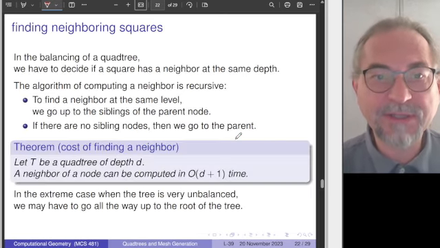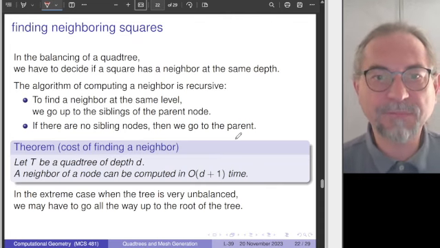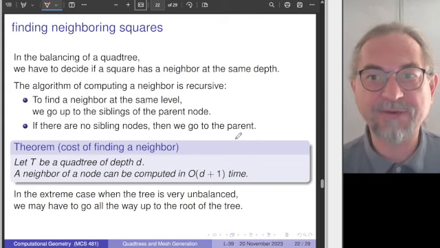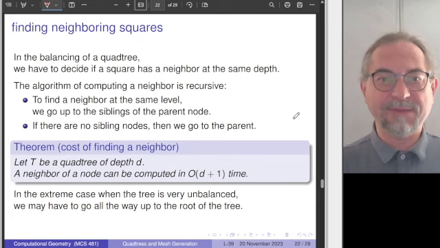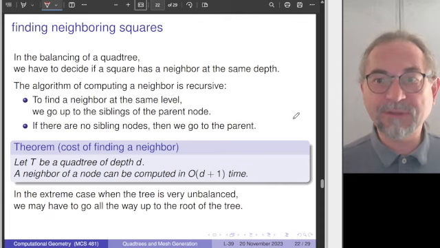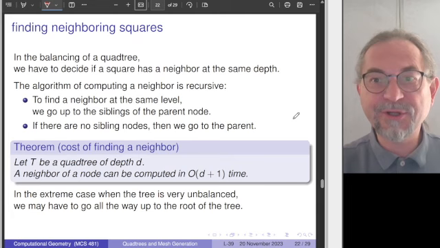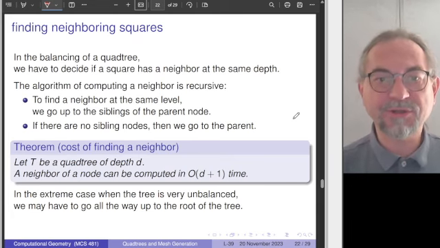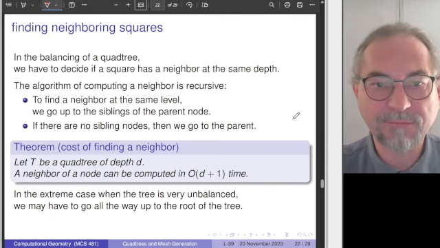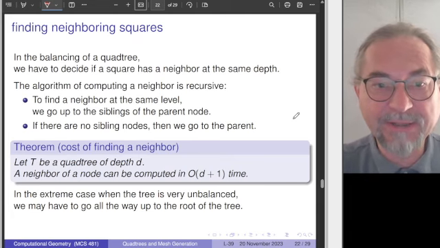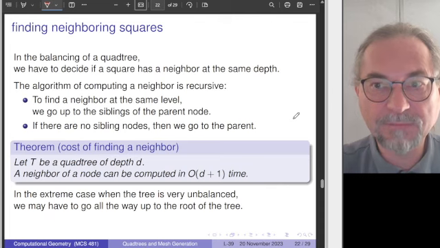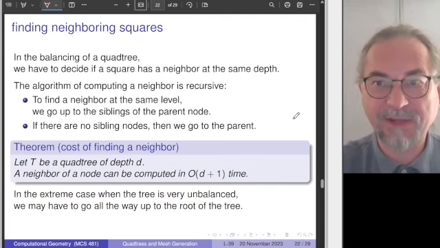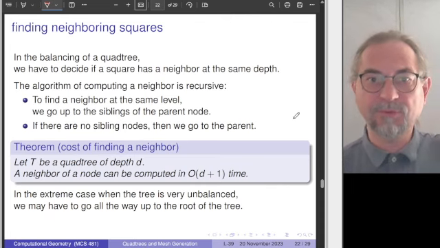All right, finding neighboring squares. The balancing algorithms have to decide whether the square has a neighbor at the same depth. You can use this structure to compute the neighbor. If every point is in its own square, to find the neighbors we can work recursively. The cost of finding a neighbor in the balanced quad tree is linear in the depth. Here this depth is d, because you may have to go all the way up to the root of the tree.